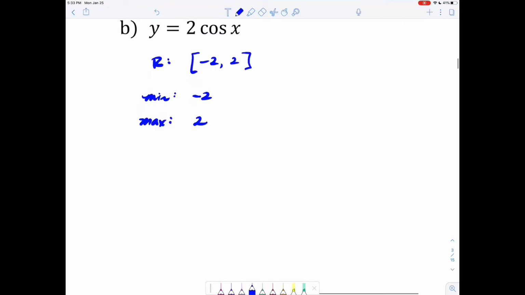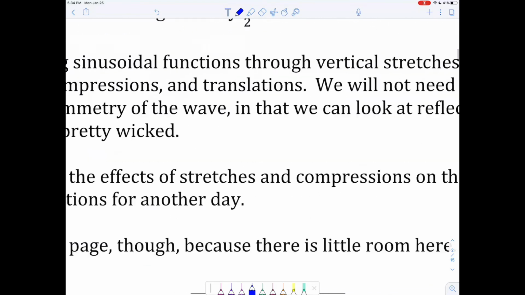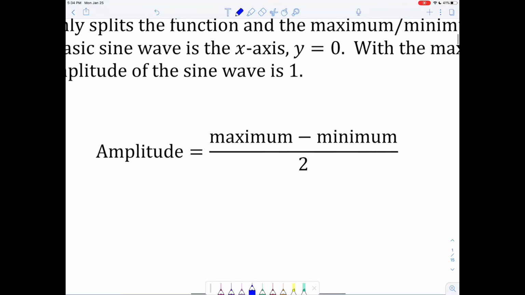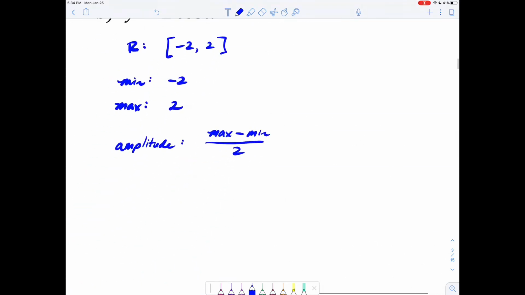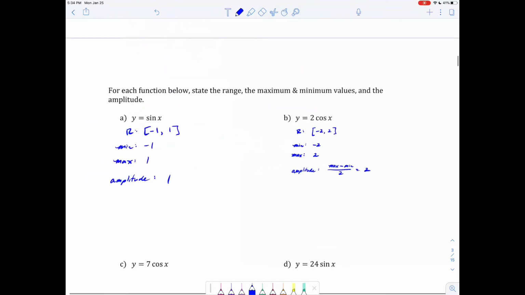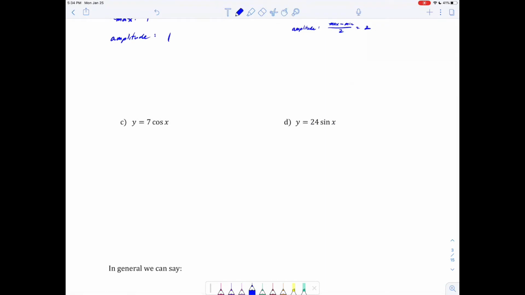And for the amplitude, if we take this formulaically, we can say it's max minus min divided by 2, just pulling on that same formula that's on one of these pages. And as a result, 2 minus -2 is 4, divided by 2 is 2. Neat. Take a moment, try the others. There's 2 more on this page, and then we'll talk about the general rule and move on.